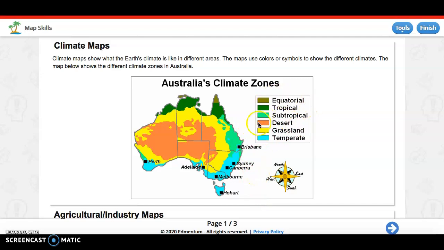I would have to look at the key over here to see where you can find the deserts. And next to it, it has the color orange. So I know when I look at this map, I look at the orange areas to find where the deserts are. And they are right here in the center of that map.